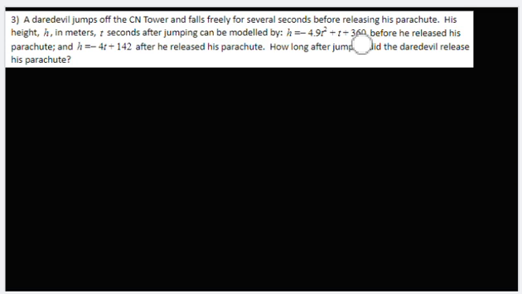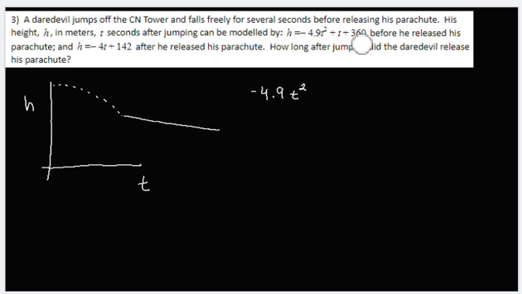So we're looking at how long, and we're looking at height as a function of t. So he jumps from this height and follows a parabolic motion, and then he releases his parachute and follows a linear motion, and we're looking at height as a function of time. So we want these to be equal. We're looking at negative 4.9 t squared plus t plus 360 equaling negative 4t plus 142.